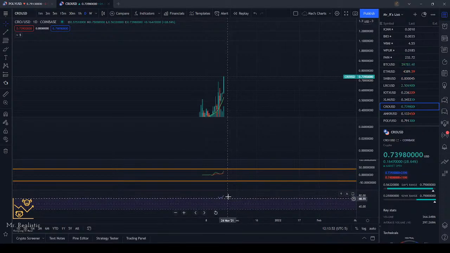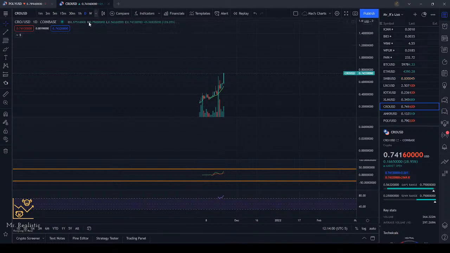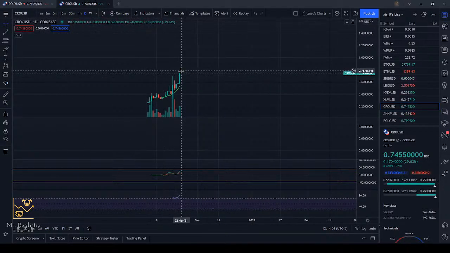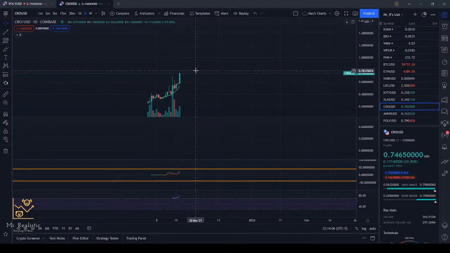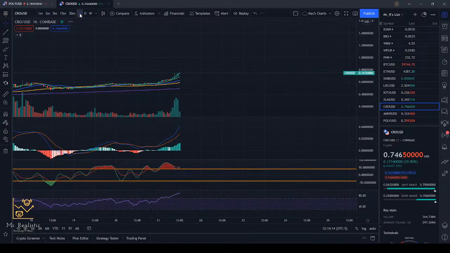Now I would be selling up in this area because look how far it is from the 8MA. As soon as I saw some sell indicators on the shorter time frames that we can look at, I would probably take out my position and wait for the fall to re-enter as I continue to see this going upwards. So let's go backwards. See, this is a lot closer, so I would probably hold off on selling.